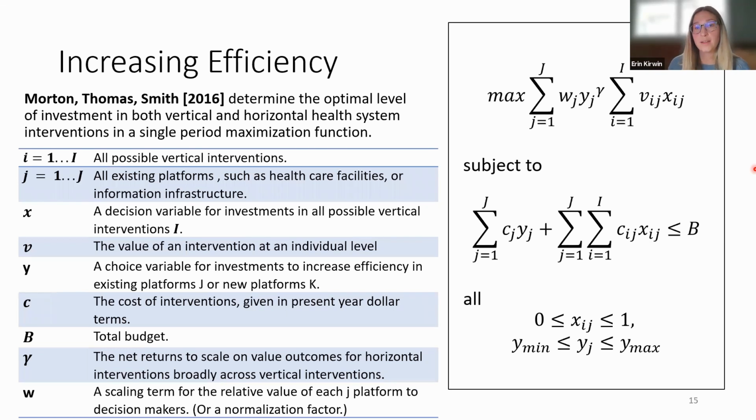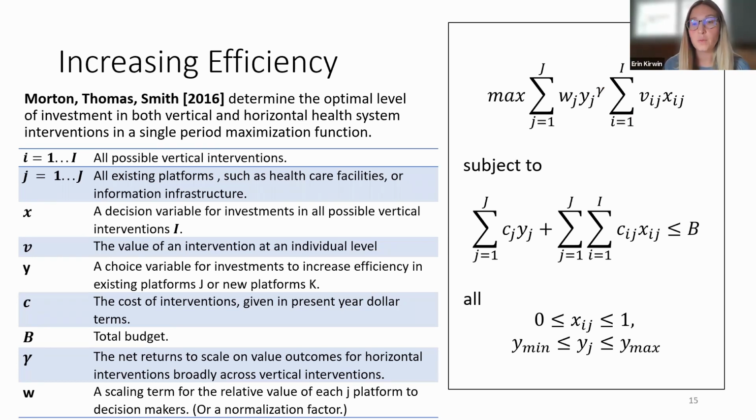Morton, Thomas, and Smith examined the optimal level of efficiency of investment to improve the impact of vertical interventions. Here, the V and X terms are mostly as before, and we're only dealing with one budget constraint. You can see that they've added this J summation, which represents all existing platforms, and Y is a decision variable for how much to invest in existing service platforms or how much to invest in the efficiency of those platforms. W is a scaling factor capturing the importance of the platform to decision makers, and gamma right here measures increasing or diminishing returns to scale.